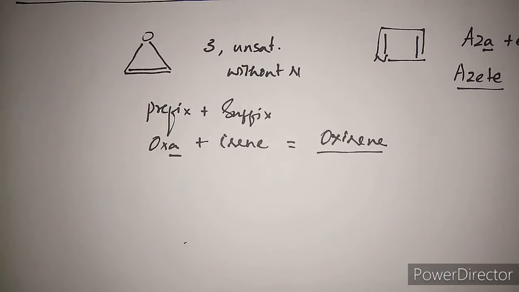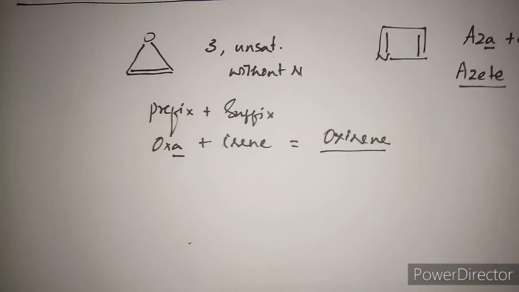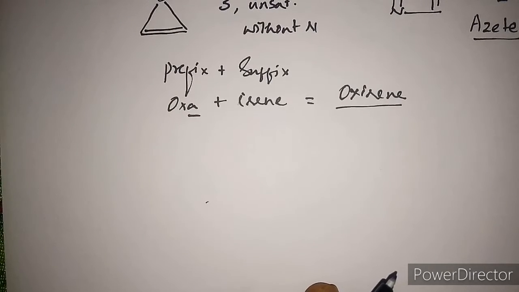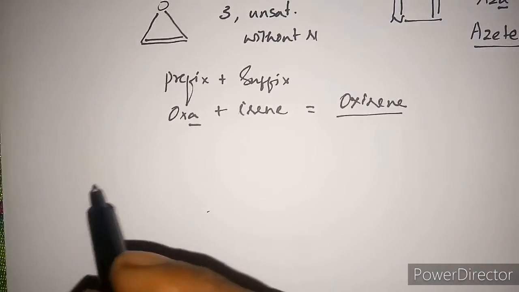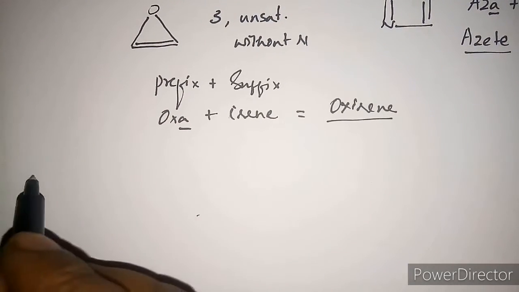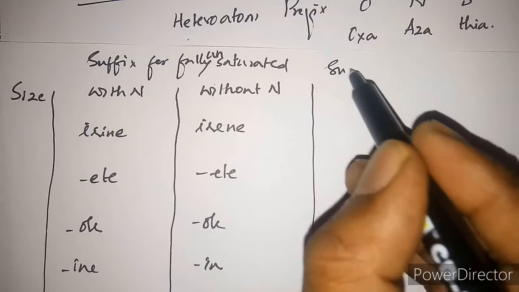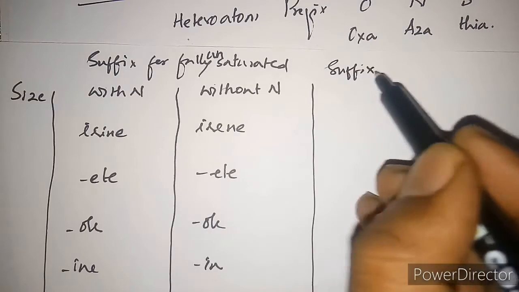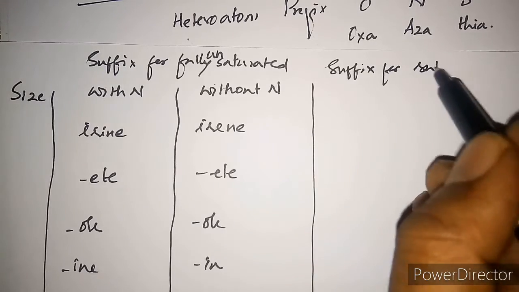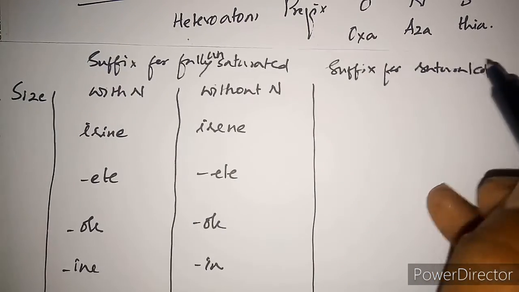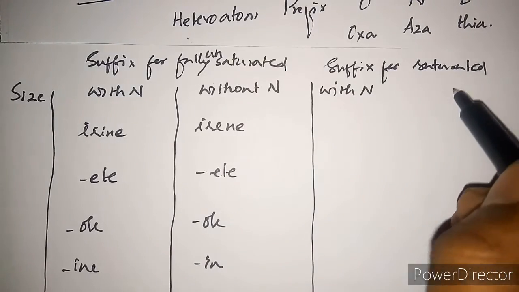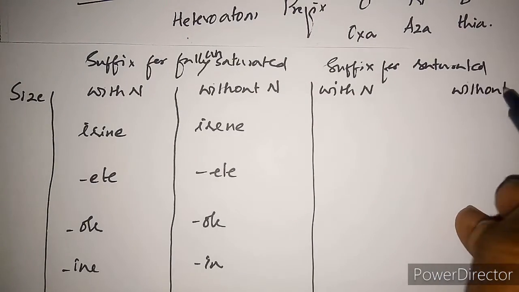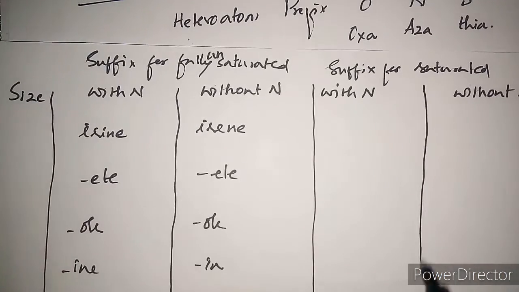Now we will complete with the ring size and suffixes. This was for the unsaturated system. For the saturated system, we need another suffixing system. For the saturated system with nitrogen, and again without nitrogen, we can make two columns again.